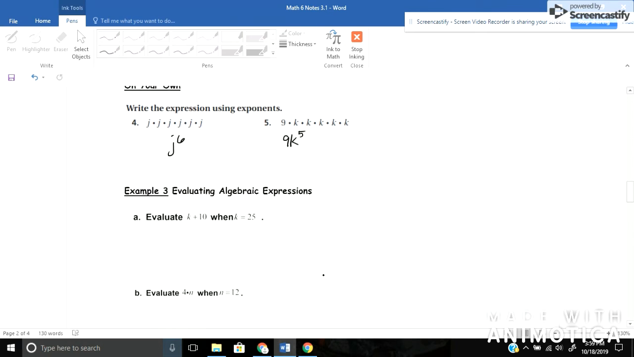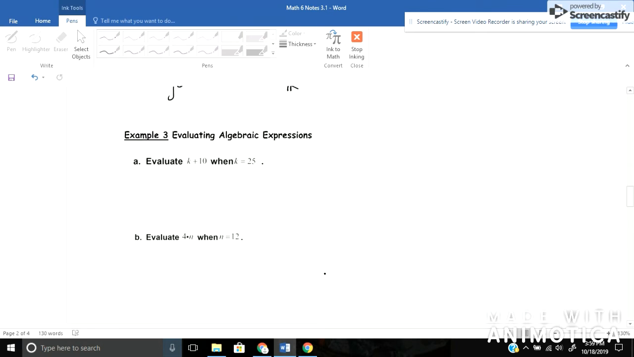Moving on to example 3, now we're starting to evaluate expressions when we know the value of these variables. So here it says evaluate the expression k plus 10 when k is equal to 25. So what I'm going to do is substitute my known quantity of 25 in for k. It's telling me instead of writing k, I know that k is 25. So I'll rewrite this as 25 plus 10, which would give me 35.